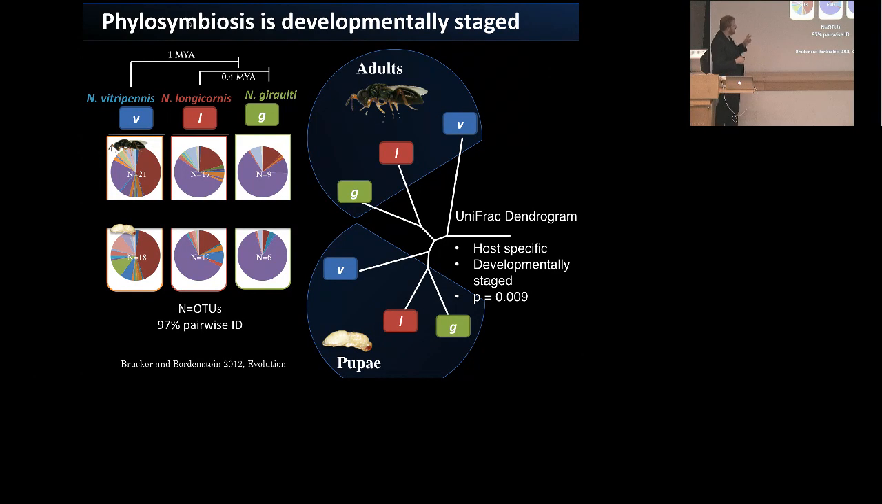And when you make these hierarchical clustering dendrograms, what you find is that there's a phylosymbiotic pattern between Nasonia and its microbes and its developmental stages. So what does that mean? In the pupal stage, giraulti and longicornis share a more similar microbiome than they do to vitripennis. And that actually recapitulates itself in the adults. But these are two separate communities, right? So these are pupal communities that are slightly different from the adult communities, yet they both recapitulate phylosymbiosis.